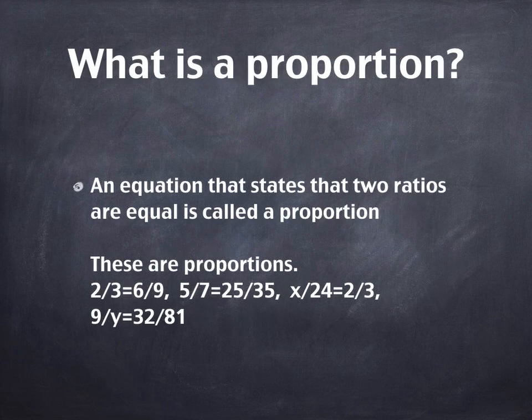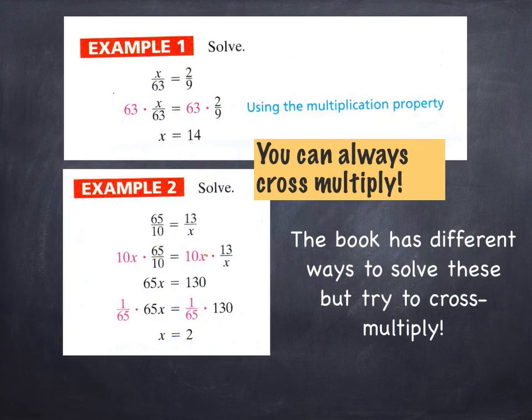So what is a proportion? A proportion states that two ratios are equal. So 2/3 equals 6/9, and these are just fractions. And 5/7, if you multiply 5 times 5, is 25, and multiply 7 times 5 is 35. Instead of reducing fractions, they're increasing. And x/24 equals 2/3. And 9/y equals 32/81. We'll cross multiply those things.